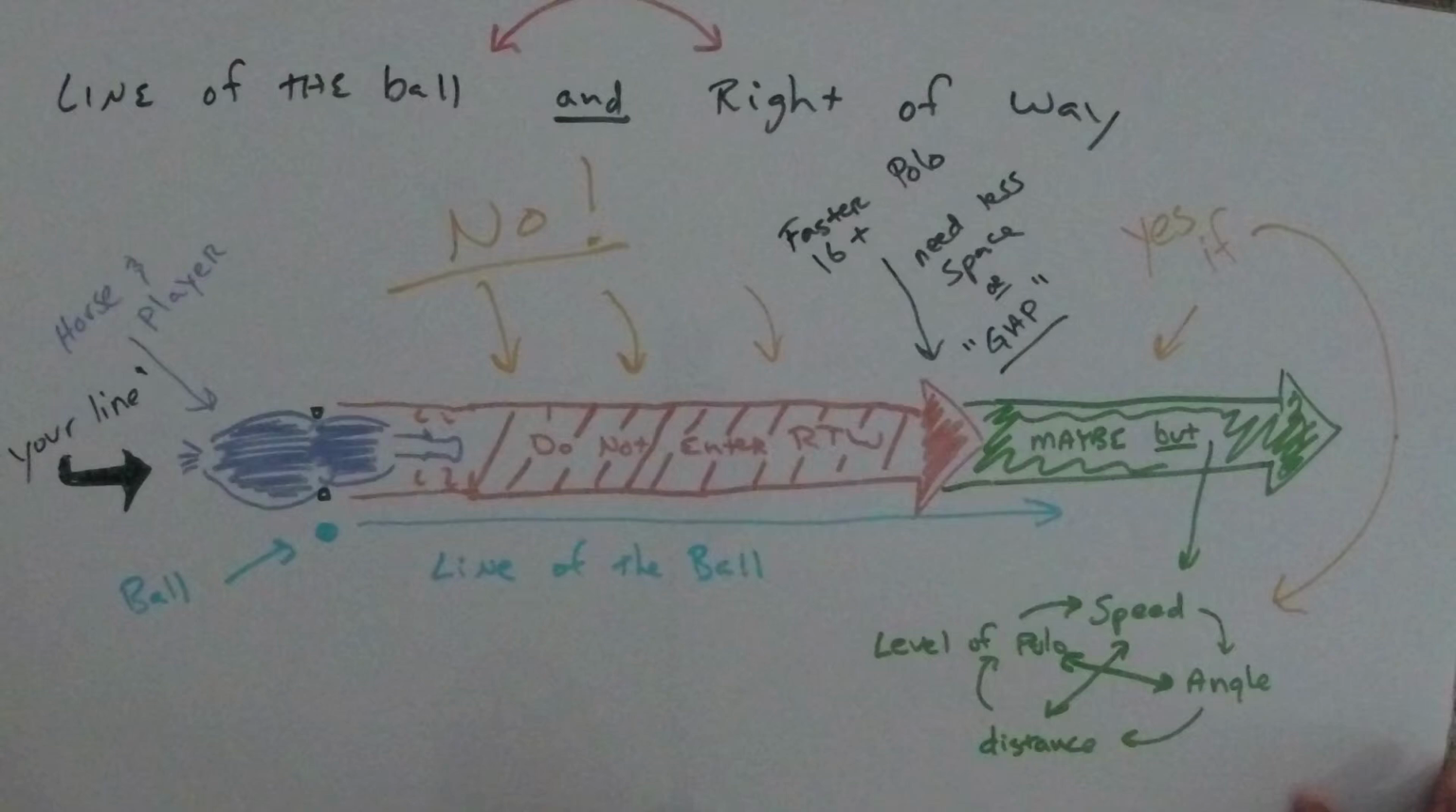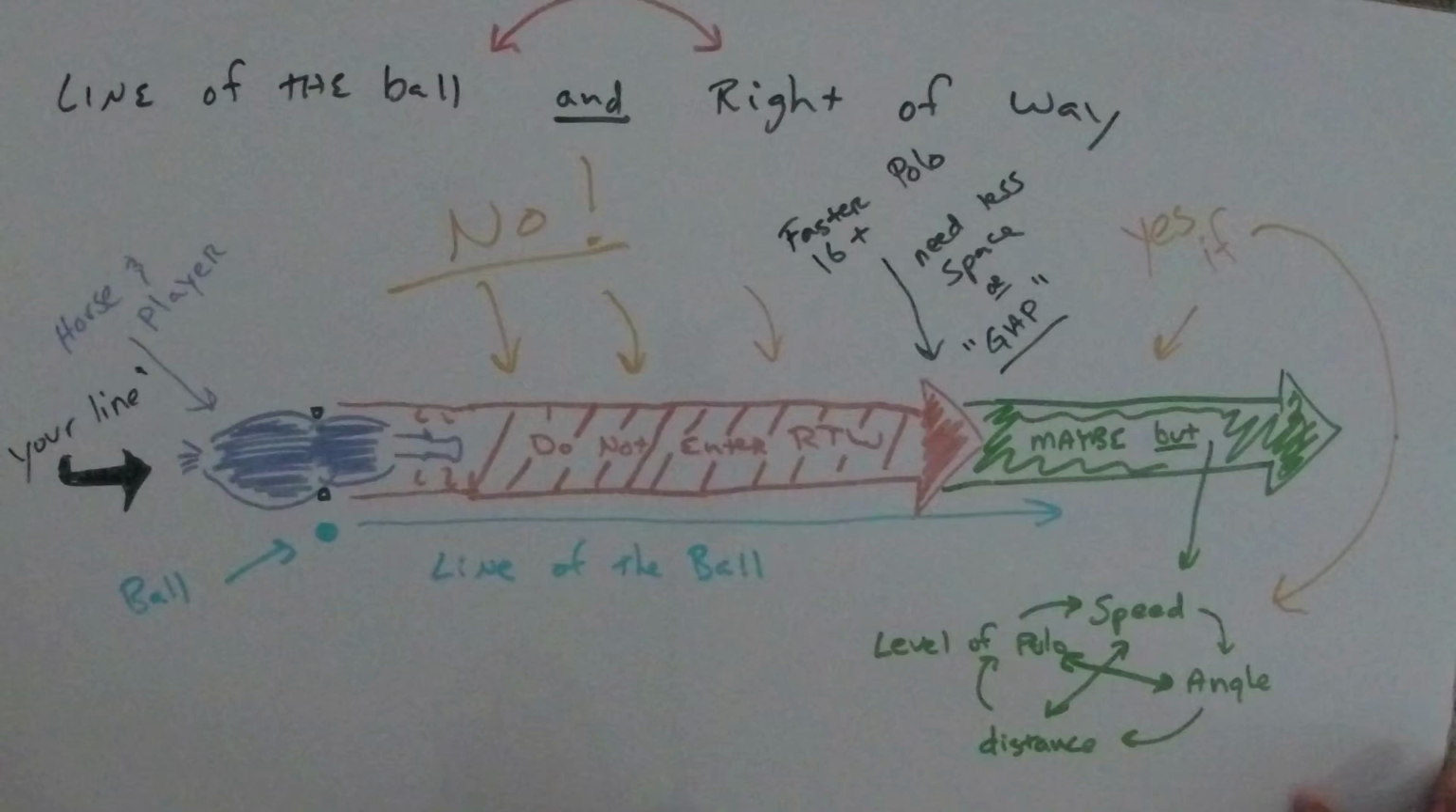So to put everything in very simple terms, if you're planning on entering the right of way of another player, then you need to consider speed, angle, distance, and level of polo. Well, you know the level of polo you're in before you even get on the field. So think of it this way. The more speed you have, the less angle in which you enter the right of way, and the more distance you have between you and the player who has the right of way, the less chance you have of fouling.